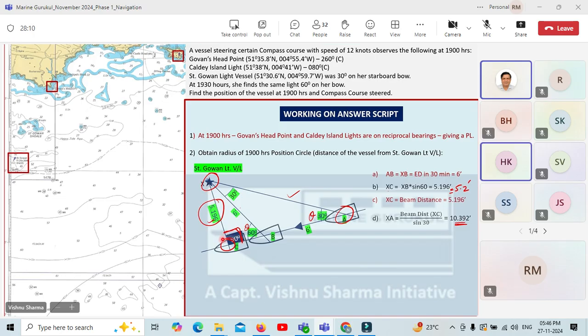So guys, XA is 10.4 miles. Does everybody understand? What was point A? Point A was the position of the vessel at 1900 hours. What is X? Saint Gowan light vessel. That means at 1900 hours, the ship was at a distance of 10.392 miles from Saint Gowan. Is my inference right, guys? That the ship was at a distance of 10.392 miles from Saint Gowan light vessel. Yes or no?